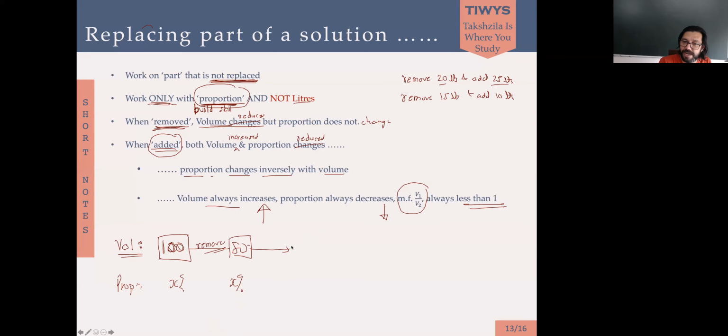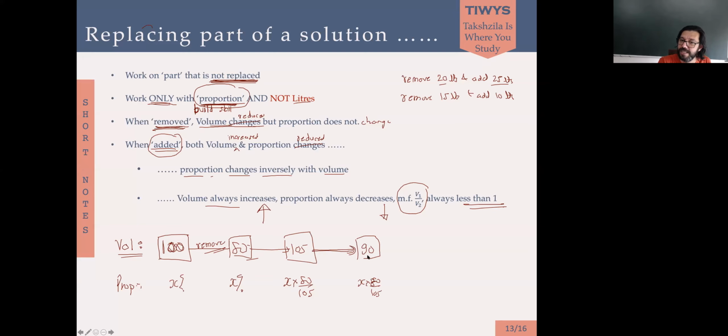Now add 25 liters. Does it become 105? If it becomes 105, what will you multiply? Less than 1: 80 by 105. Done. You remove 15 liters, 90 liters. Nothing happens to this. This is still X into 80 by 105. Nothing happens. Volume has changed.